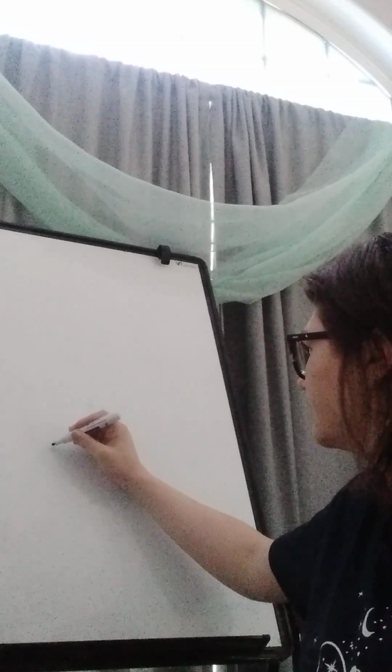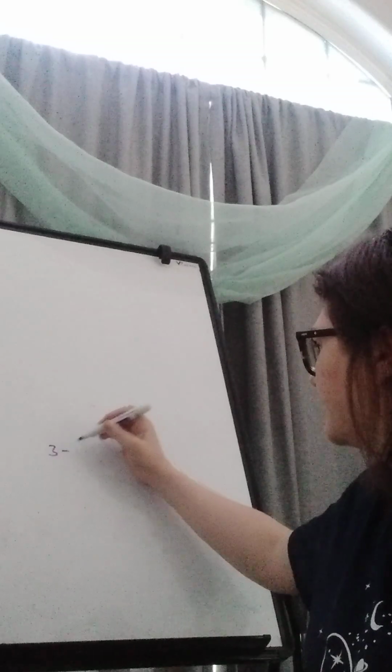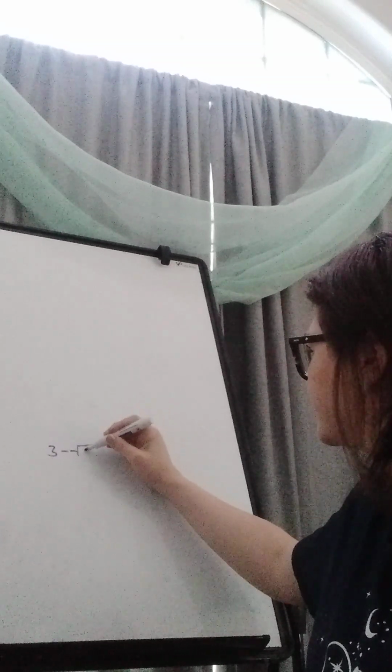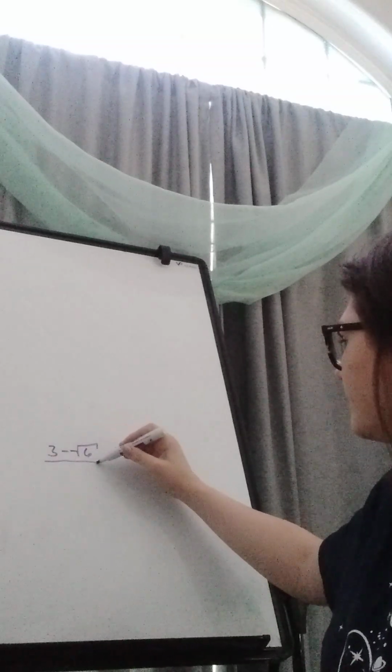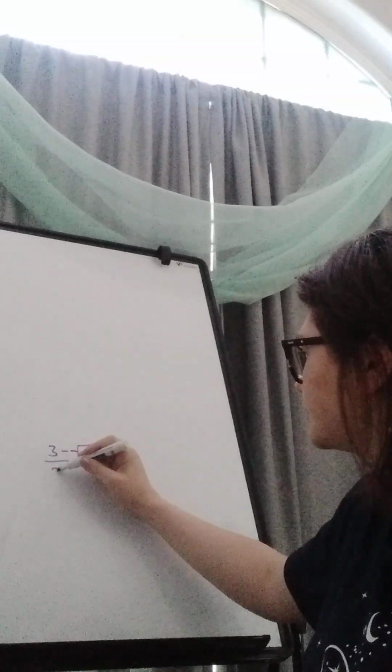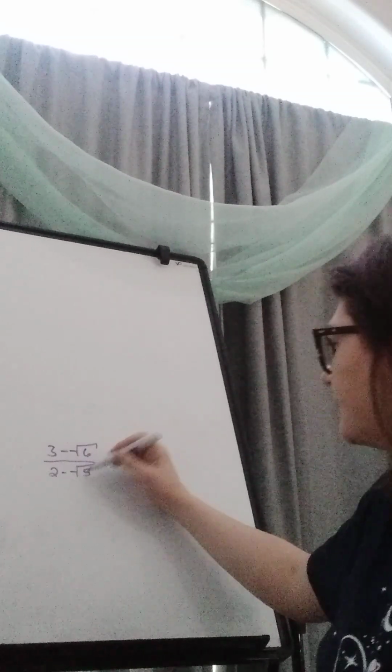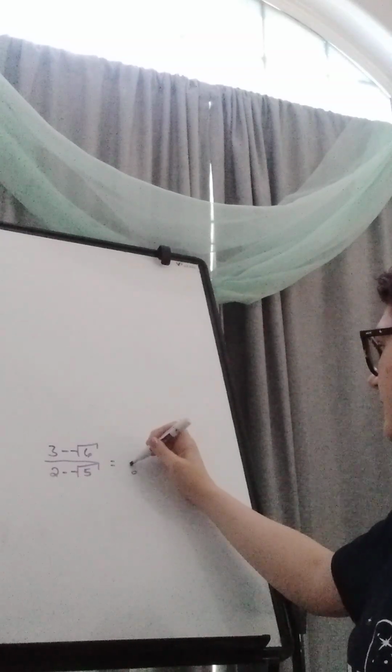So let's do simplification with i. So what if I have something like, let's do an easy one. We'll do 3 minus square root 6 over 2 minus square root 5. We want to know what that equals.